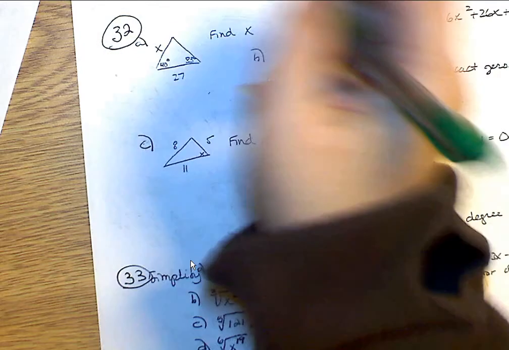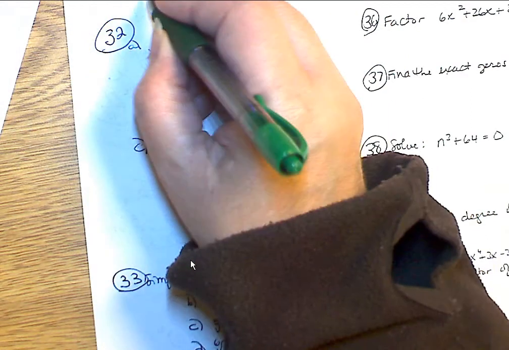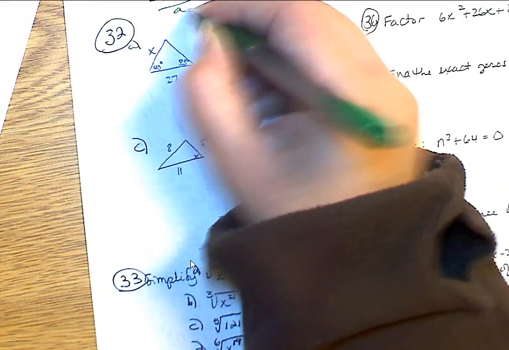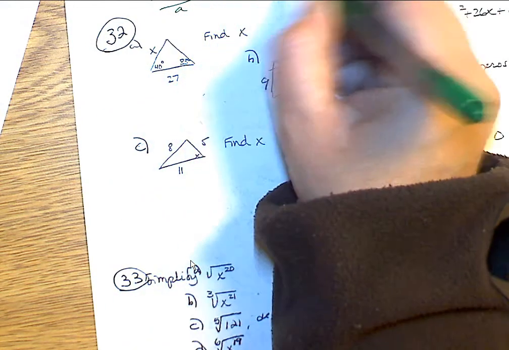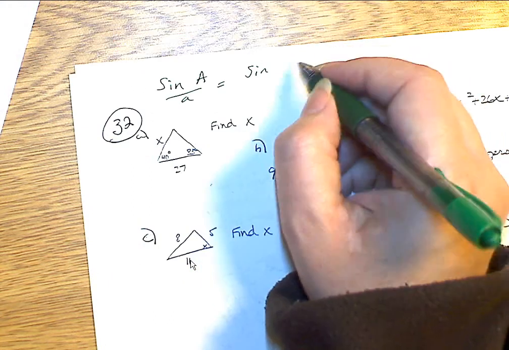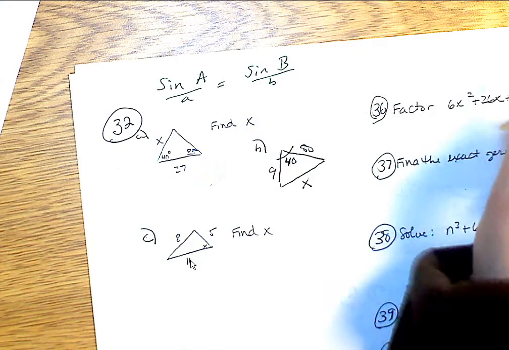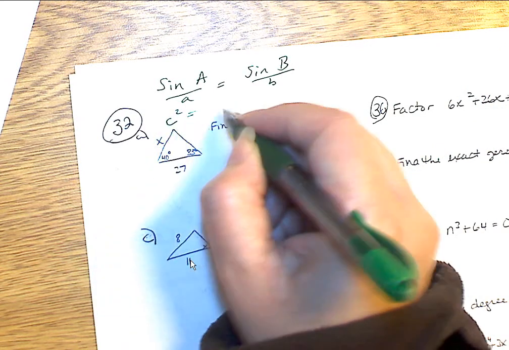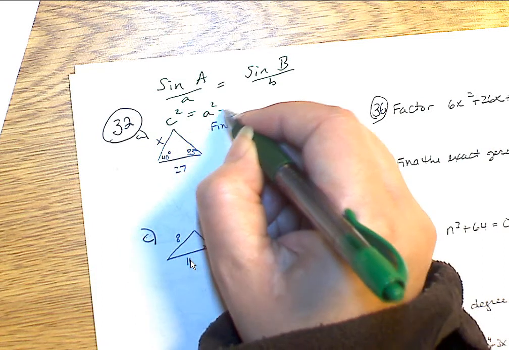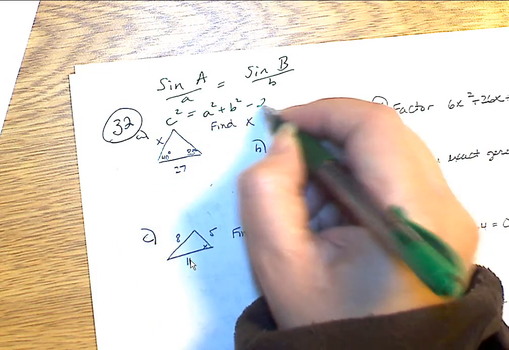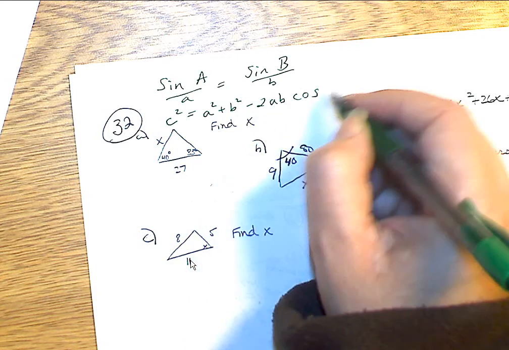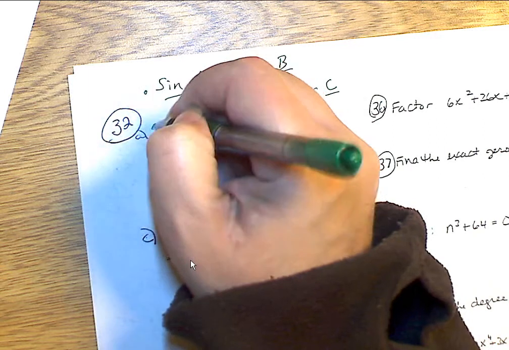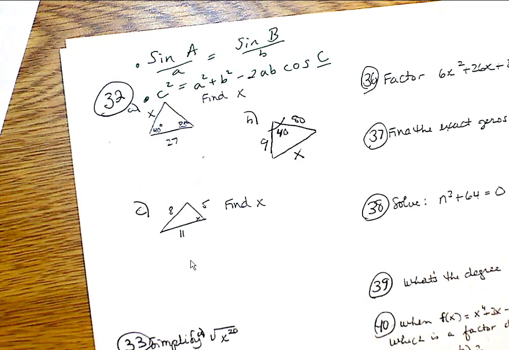Remember that you have sine of A over little a is equal to sine of big B over little b. The other one you have is little c squared is equal to little a squared plus little b squared minus 2ab cosine of big C. Those are your two formulas when you do not have a right triangle.